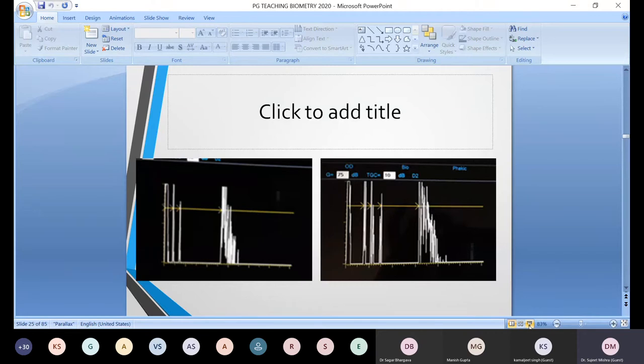Now, if you look at the left side A scan picture and the right side A scan picture, the right one has one more extra spike, the first one. It is from the probe, and it is by the immersion method because the probe is not in contact with the cornea. So the first spike will be from the probe.